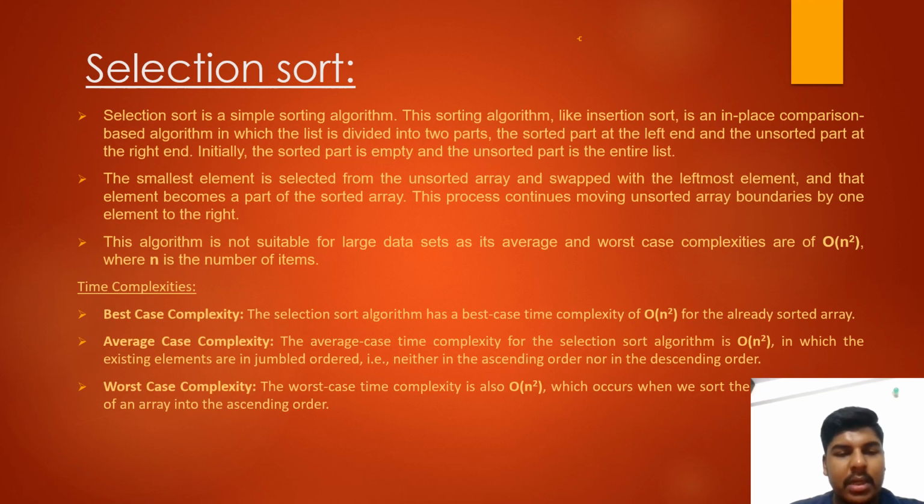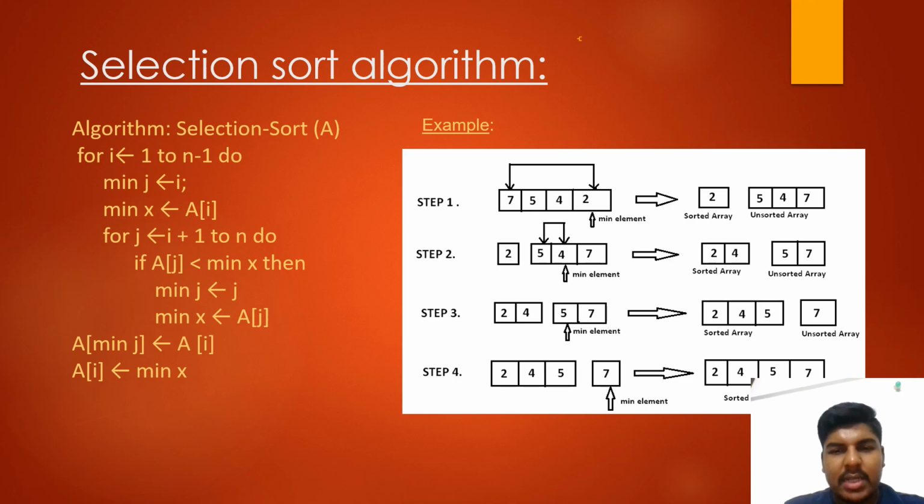Now, let us know the time complexities of the selection sort algorithm. The best case complexity: the selection sort algorithm has a best case time complexity of big O n square for the already sorted array. Average case complexity: the average case time complexity for the selection sort algorithm is also big O n square, in which the existing elements are in jumbled order. The worst case complexity is also big O n square, which occurs when we sort the elements of an array into the ascending order. Now, let us see one example for selection sort.